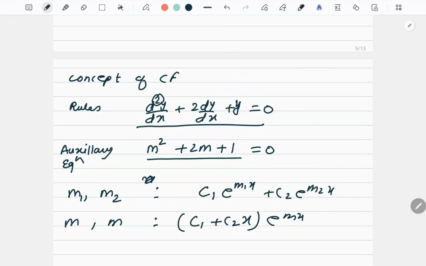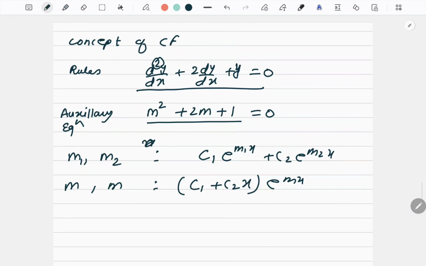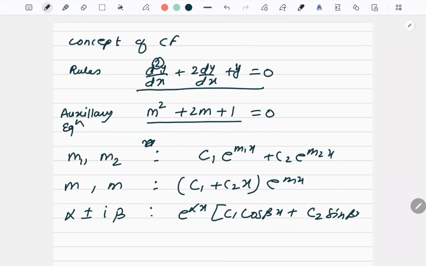There is a very nice video on this. Very slowly I have explained so many questions. Please go through that. If you have alpha plus minus i beta, because it is a quick video, I am not going into depth. Okay, it is for last moment revision only. So e to the power alpha x and then c1 cos beta x plus c2 sin beta x. Right, so these are the three rules you have to follow.